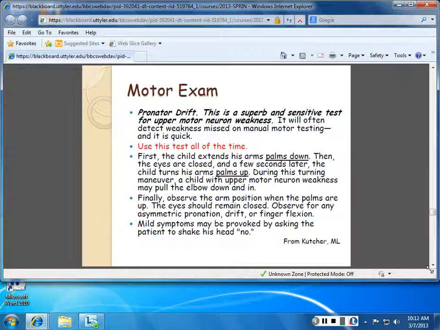Keep the child's eyes closed. Look for any asymmetric pronation, drift, or finger flexion. And if you ask them to shake their head no while they're doing that, that may elicit some of these responses.